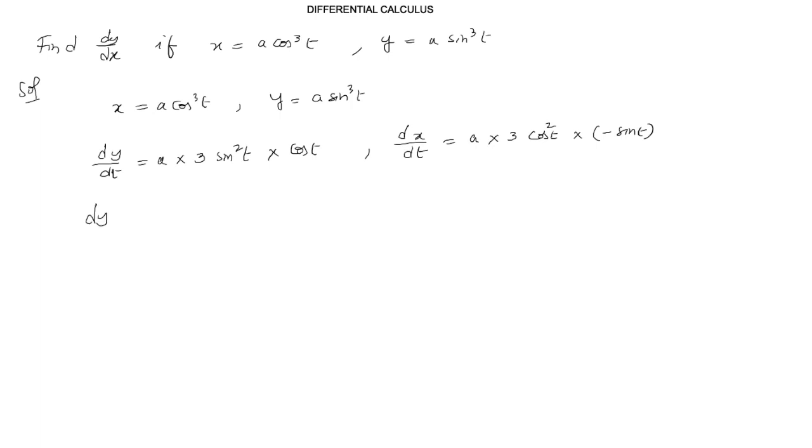Okay, now we want to get what is dy by dx. Okay, so that would be 3a sin square t cos t divided by minus sign here 3a cos square t and sin t, right? Now after simplifying this we get as minus tan t.